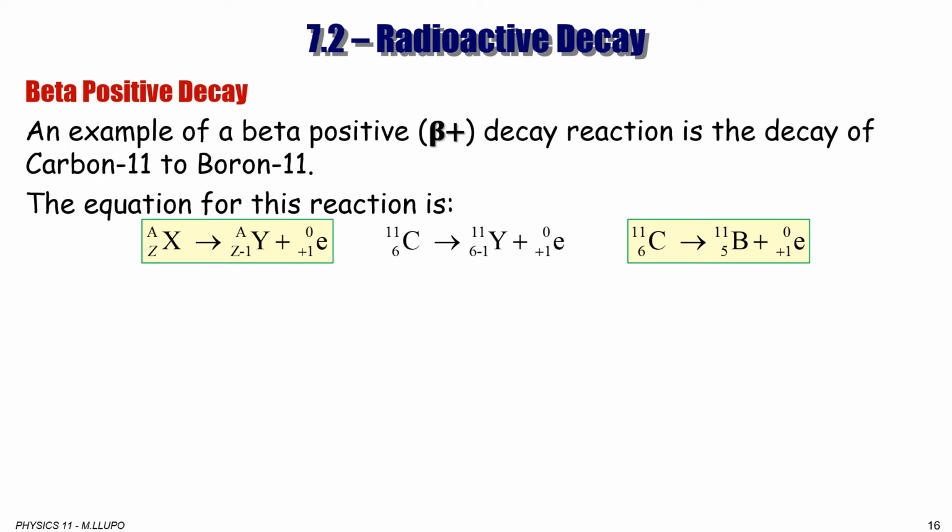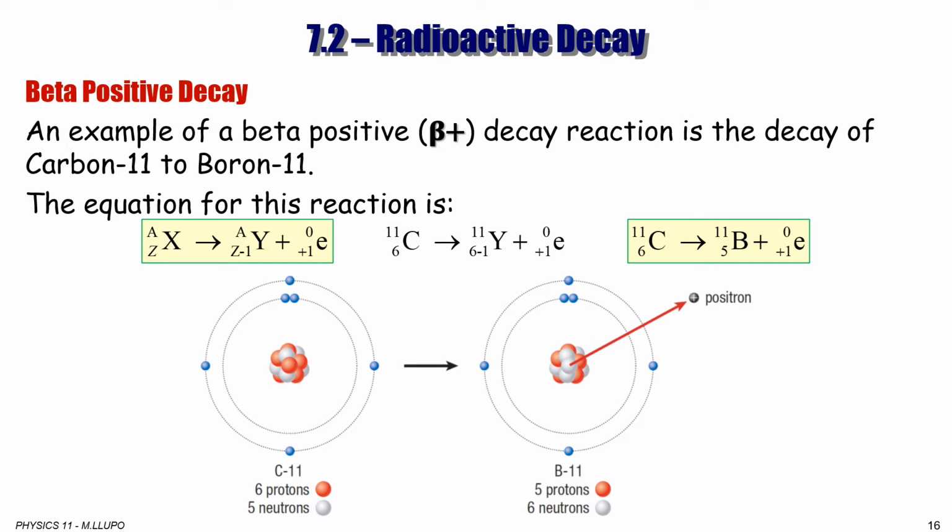So here is what happened. Boron 11 is formed, and in this diagram one of the protons in carbon is turned into a neutron. That's why we have 6 neutrons instead of 5, but we have 5 protons instead of 6, because one positive charge unit is ejected in the form of a positron.